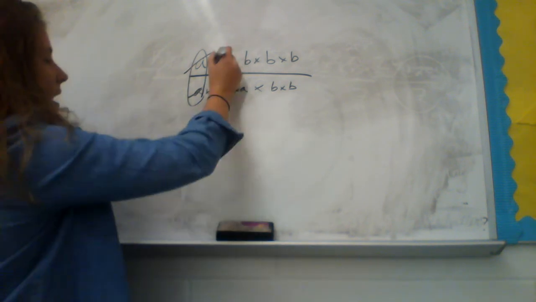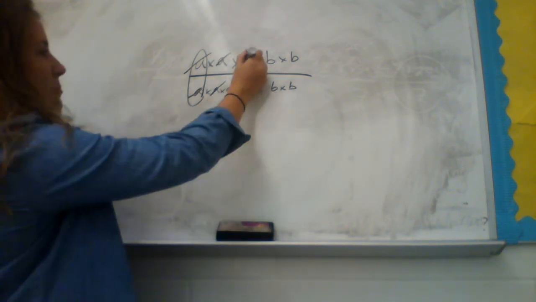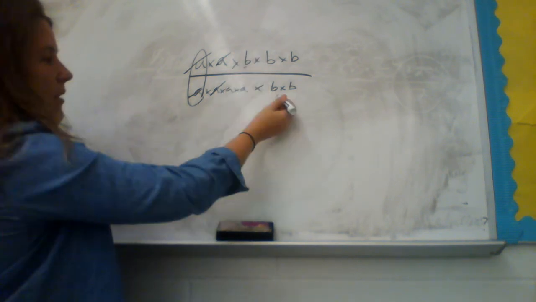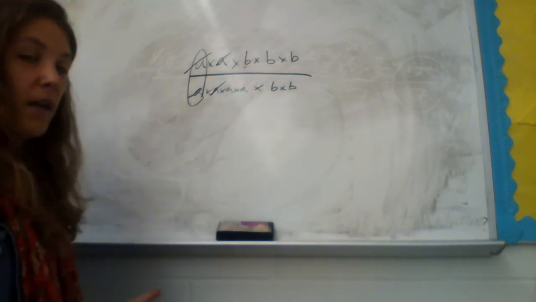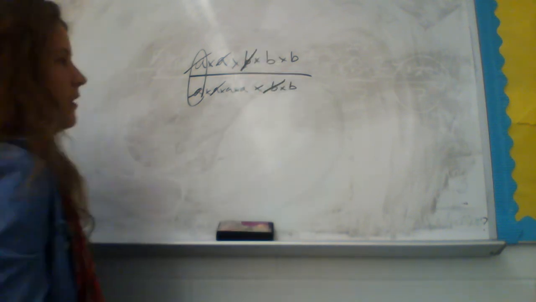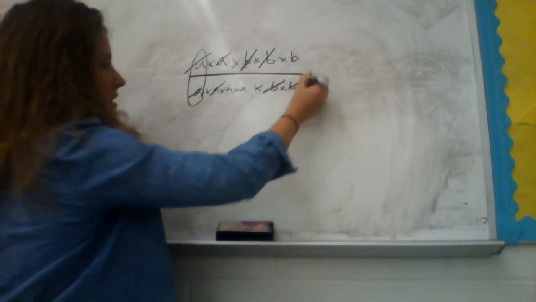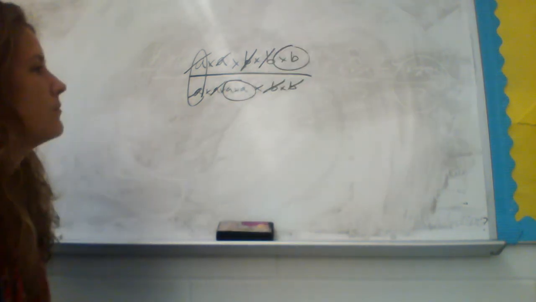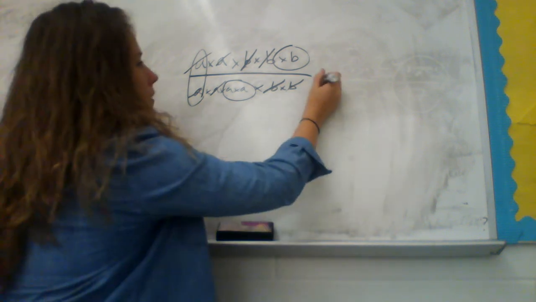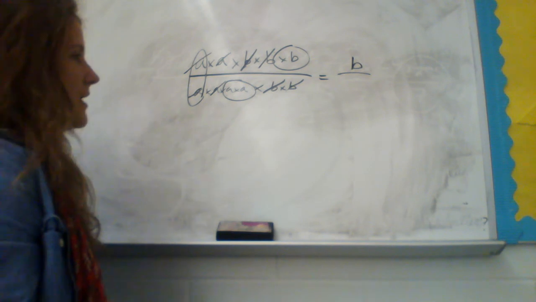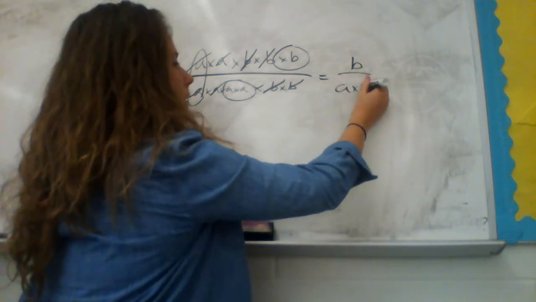Next, A divided by A, I'll cancel those out. I have a B next. Can I do B divided by A, or should I do B divided by B? I want it to cancel out, so I'm going to do B divided by my B. And this B can also be divided by this B. I'm just going to circle what I have left so I don't forget about it. I'm left with just a B on top, so I'll write that. This is A times A on bottom.